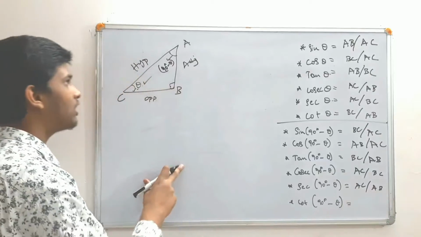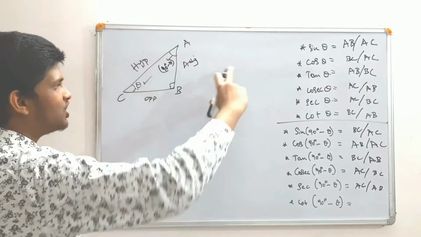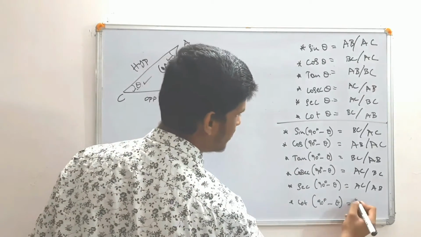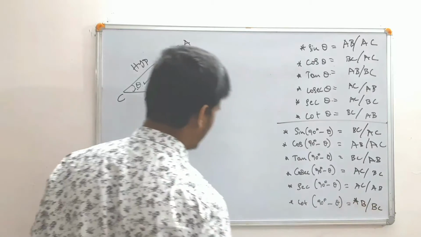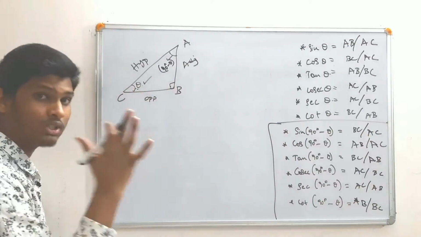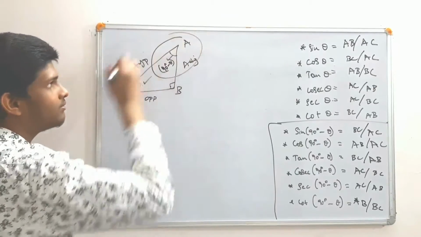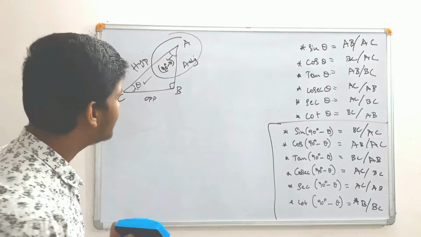If you come to cot, for this cot is adjacent side by hypotenuse, which is AB by BC. Alright, so AB by BC. Now just check, is this ratio correct with respect to this angle? Correct? Yes, 100%.